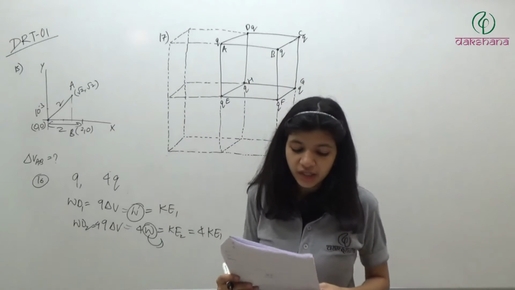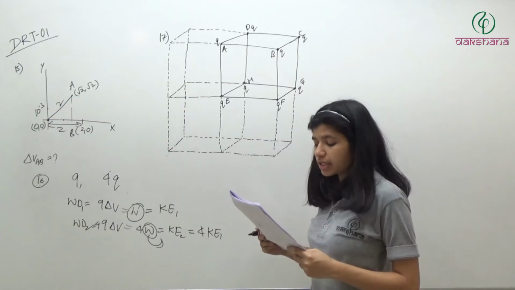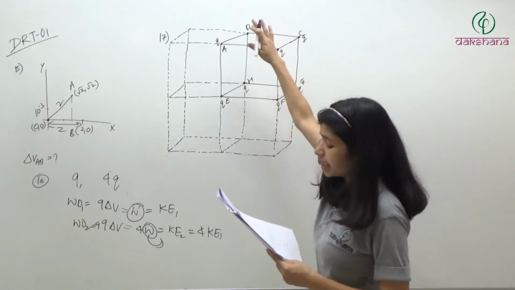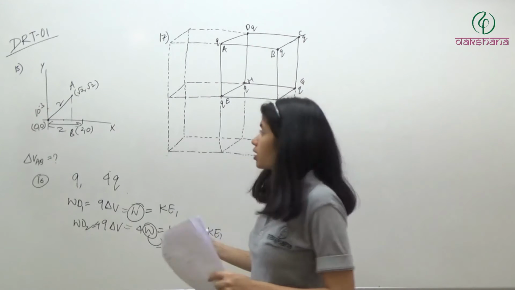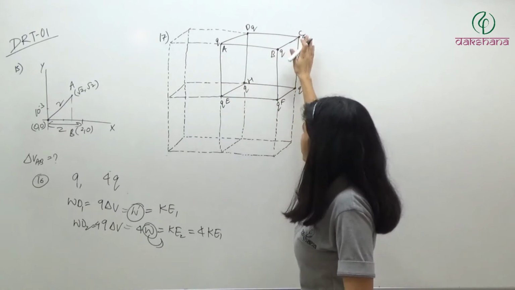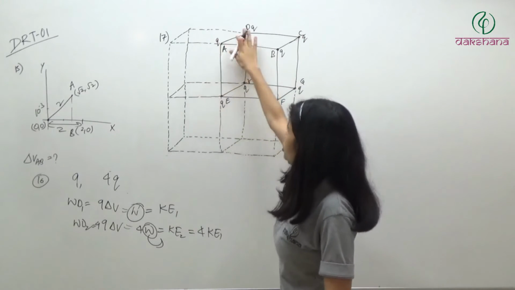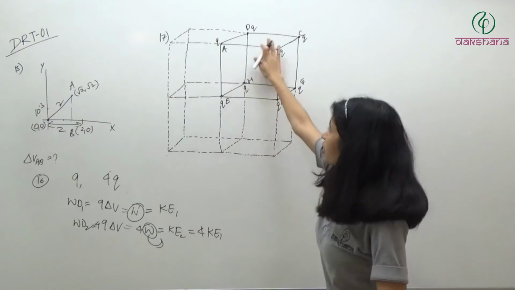Question number 17. 8 point charges having equal magnitude q are fixed at vertices of a cube. The electric flux through square surface ABCD is. So this type of questions you have done in the lectures. So here what we'll do? First we'll see that because of these 4 charges, the flux through ABCD will be 0, because of these 4 charges there is no flux which is going to cut this surface ABCD.